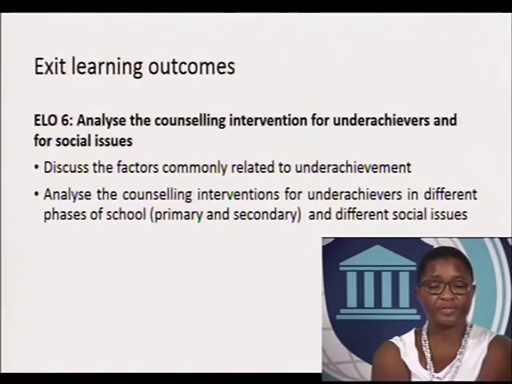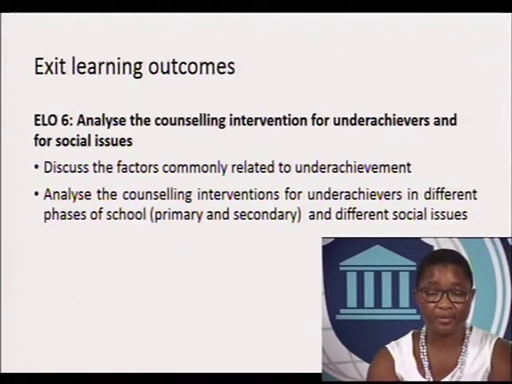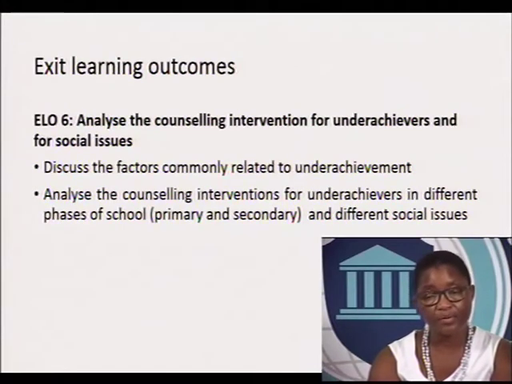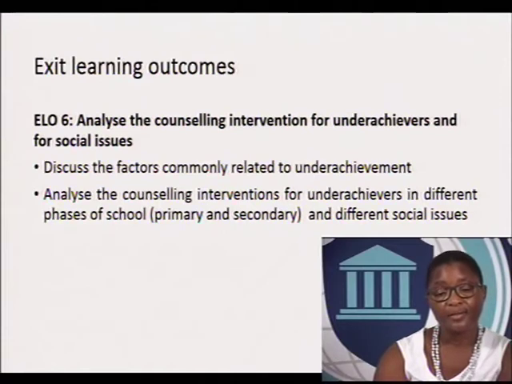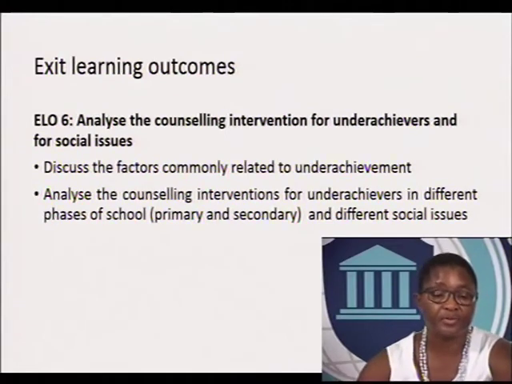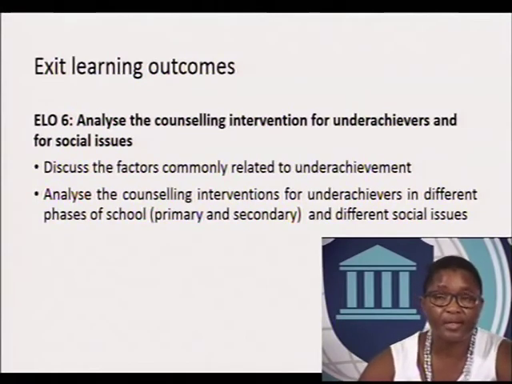We have different phases of school. We have the primary and the secondary, and then we have different social issues. This we need to look at by trying to understand the factors first, and also to analyze the counseling intervention for underachievers in different phases of school. So the phases of school, as I said earlier, are primary and secondary, with their different social issues.